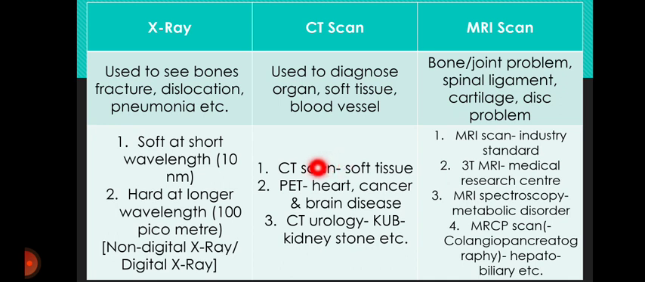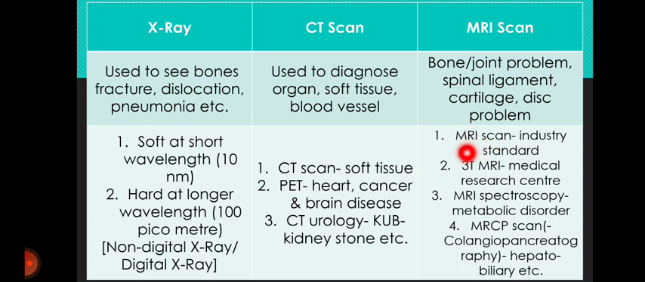If you see the types of CT scan, there are three types of CT scan available. Normal CT scan is used to detect problems in the soft tissue, then PET, that is positron emission tomography, is used to detect cancer in the brain or problems in the heart, etc. And CT urology is used to detect problems in the kidney, urinary bladder, maybe kidney stone or like that.